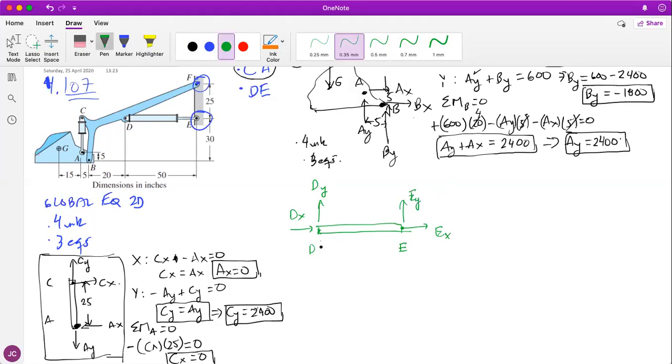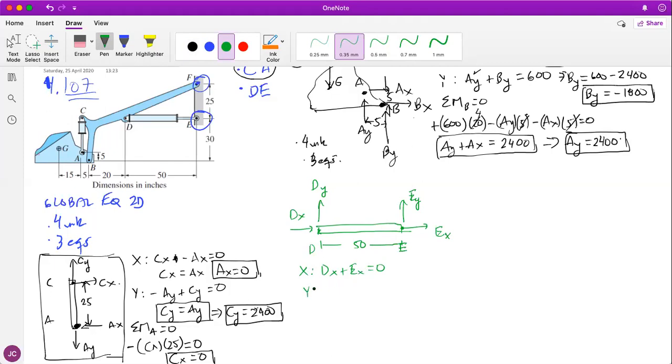Good. Now this distance, maybe you have a feeling of how much it is, because it can be seen from the figure that this thing is 50. So what then? X. What would you put for x? Well, I'm gonna put dx going to the right plus ex going to the right equals 0.